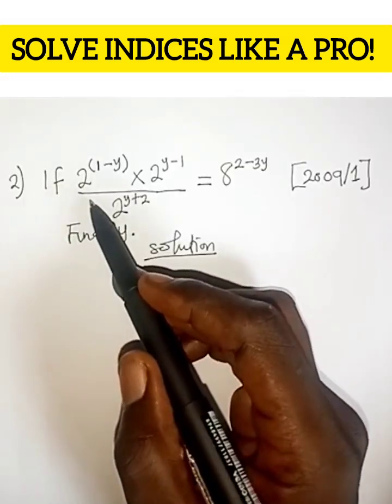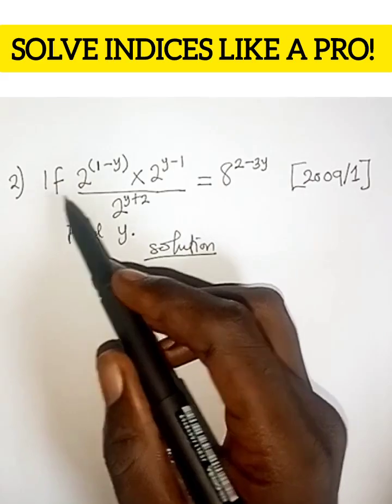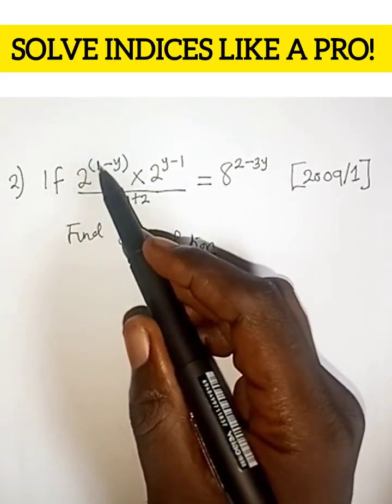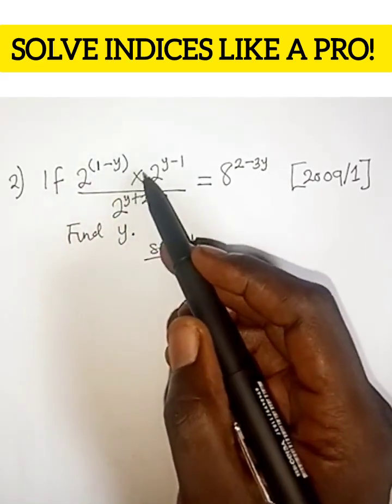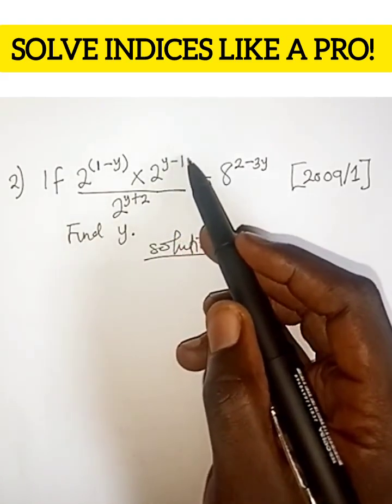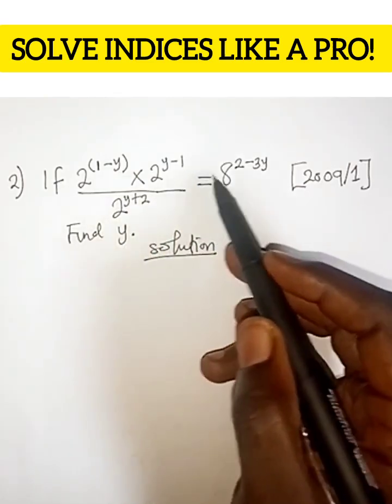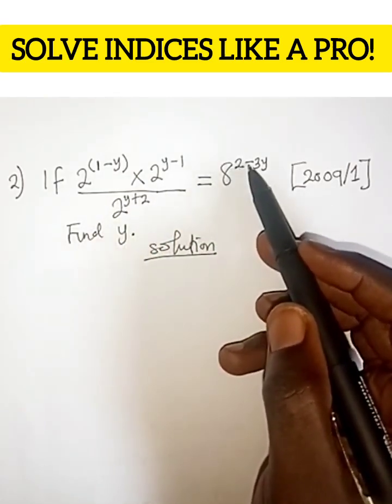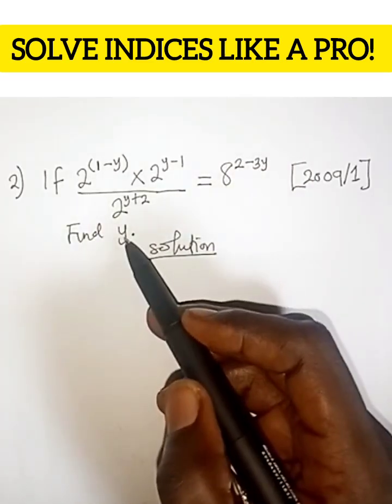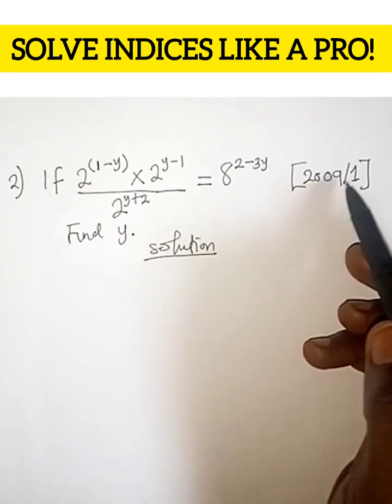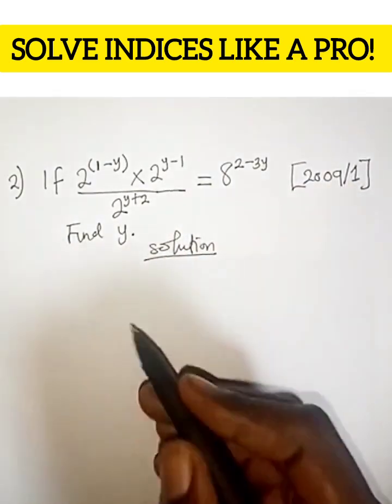We continue with this second problem. It says if 2 raised to power 1 minus y times 2 raised to power y minus 1, everything over 2 raised to power y plus 2, equals 8 raised to power 2 minus 3y, find y. This is WAEC question 2009, question 1. So let's solve this problem.